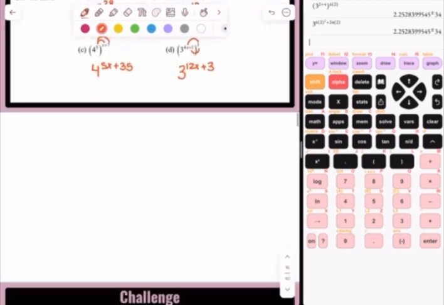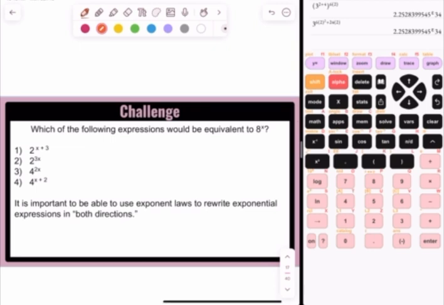And let's look at this challenge problem. Which of the following would be equivalent to 8^x squared? Okay, let's look at all these. 2 to the x plus 3. Which one is equivalent to 8^x? Well, here, 2 to the third is equal to 8. 4 to the second, that would be 16^x. So I don't think it's this one. And then I don't think it would be 1 or 4.